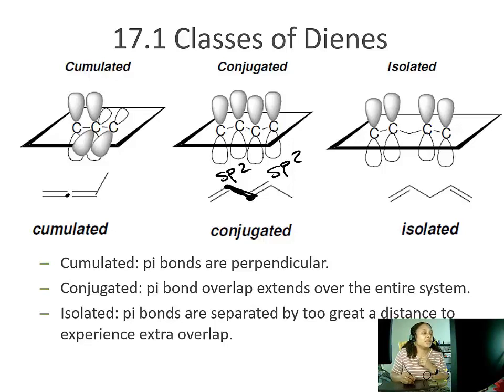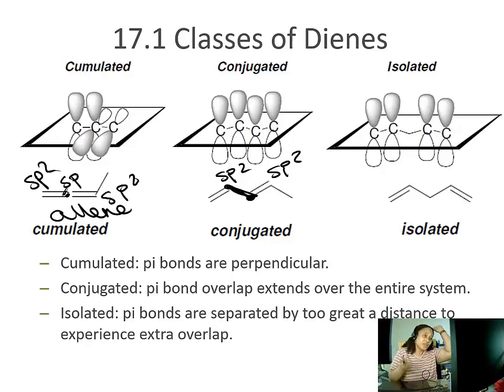The cumulated double bond, and another name for this, which you should know, is allenes. This is something I studied in graduate school, how to make these. They're really difficult to make. You basically have sp2 carbons on the outside, but the middle carbon has two sets of double bonds, so it's sp hybridized. Because we can't put those p orbitals on top of each other, they're orthogonal, perpendicular to each other, which creates a little bit of repulsion.